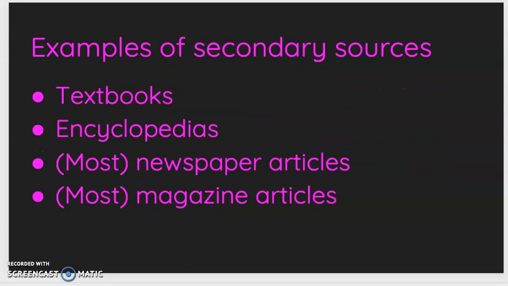Some examples of secondary sources would be textbooks, encyclopedias, most newspaper articles, unless it's a first-hand account, and most magazine articles, again, unless it's a first-hand account, where the person who experienced the event wrote it.